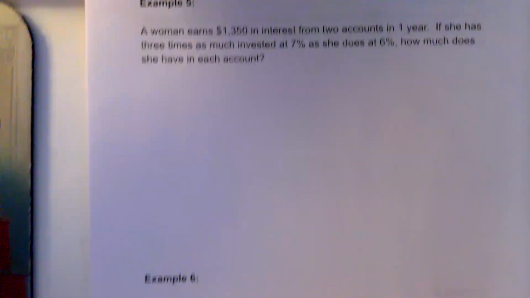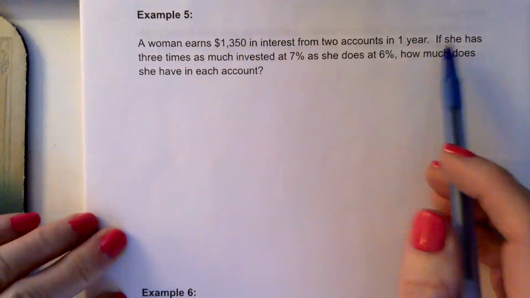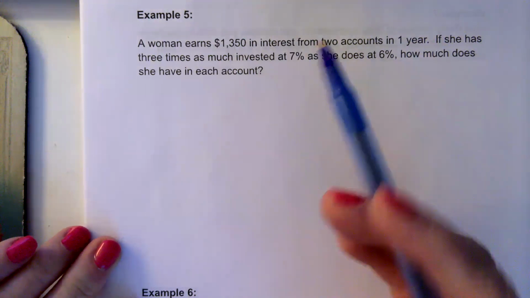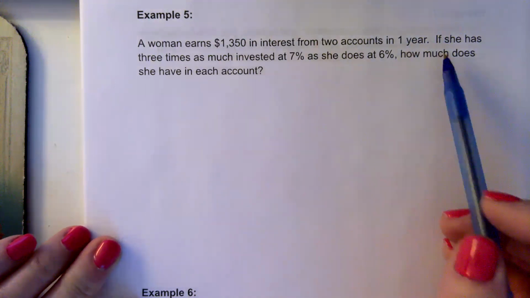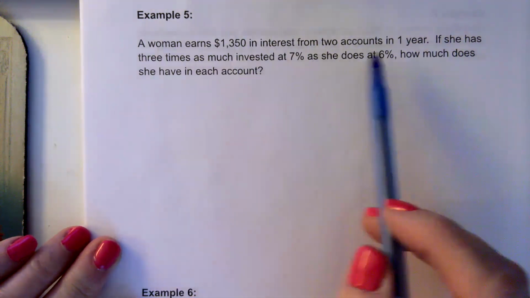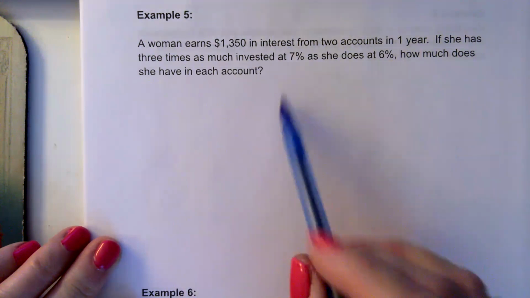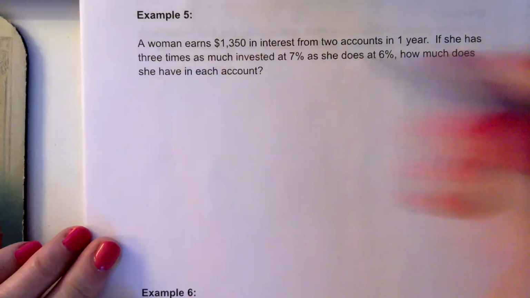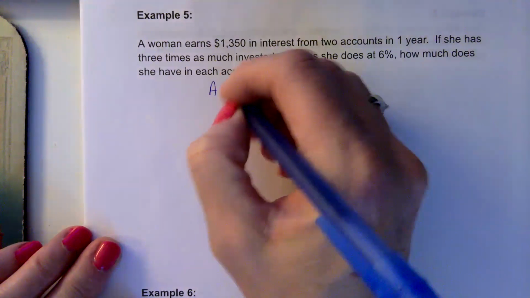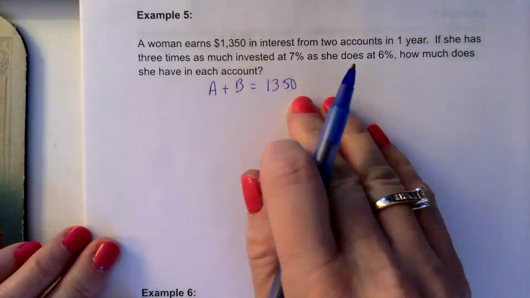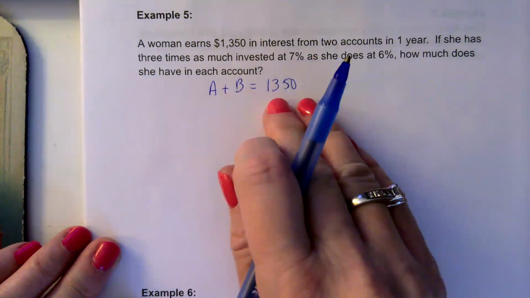Okay, number 5. It says a woman earns $1,350 in interest from 2 accounts in 1 year. Interest is just a percentage of a value, and it's usually based on time. It says if she has 3 times as much invested at 7% as she does at 6%, how much does she have in each account? Okay, so we have 2 things here. We have the amount invested. So I'm going to say A and B are my 2 accounts where I invested money.